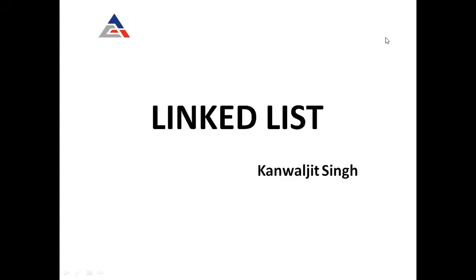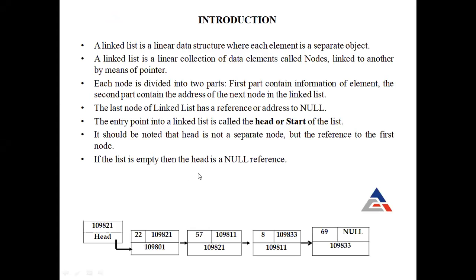Okay, the new topic that we're going to start today is the linked list in data structures. So let's have some introduction about the linked list. A linked list is a linear data structure where each element is a separate object. A linked list is a linear collection of data elements called nodes linked to another element by means of a pointer.